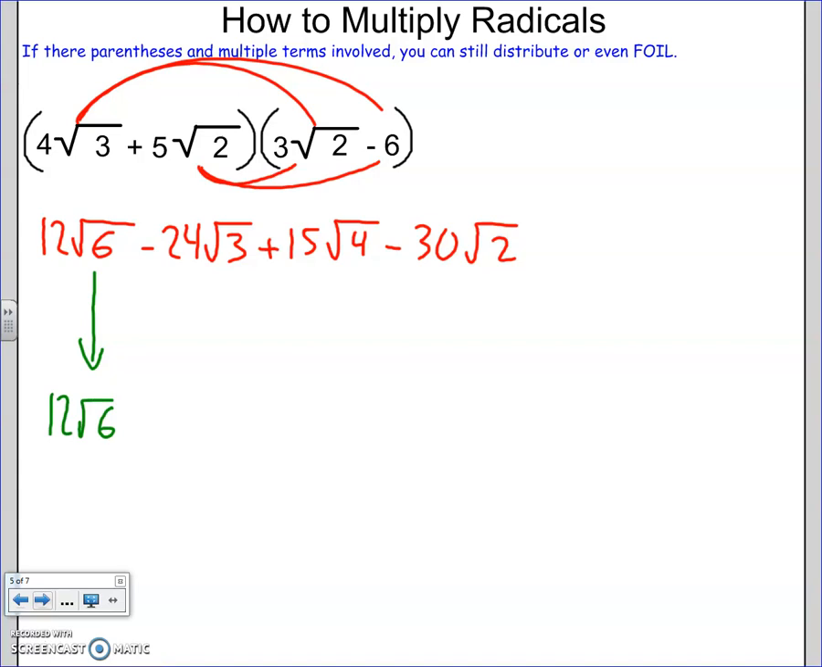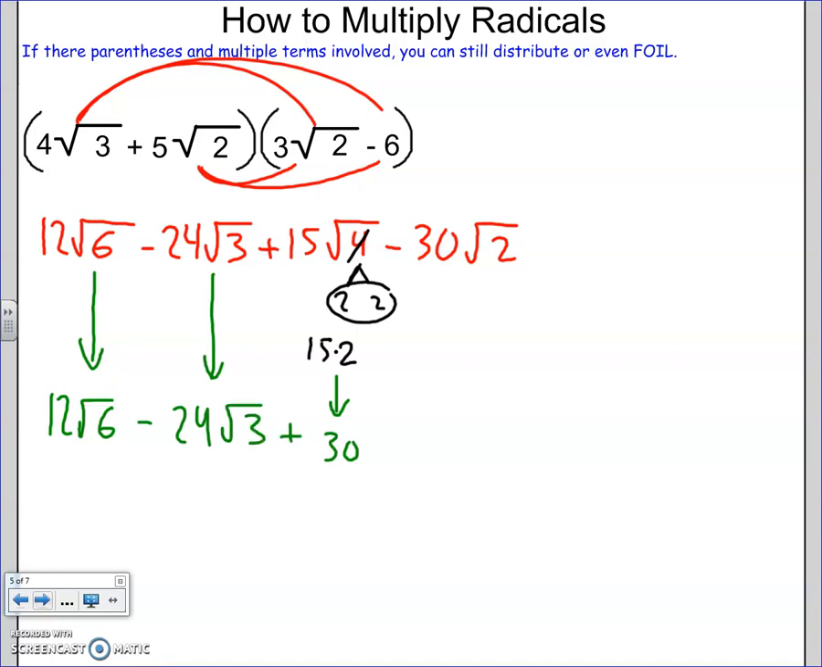Let me do this. Let me see what I can fix. I can't fix square root 3. Square root 4. You know 4 is just 2 times 2 as a pair. So 2 comes out. Also the 15 comes out. So really that's 30. So I'll draw it like this. That's 30. Square root 3, I can't do anything, so it comes down, stays like that. Negative 24 root 3. This 30 was positive. Then over here, I can't do anything to square root 2, so that just comes down as well.